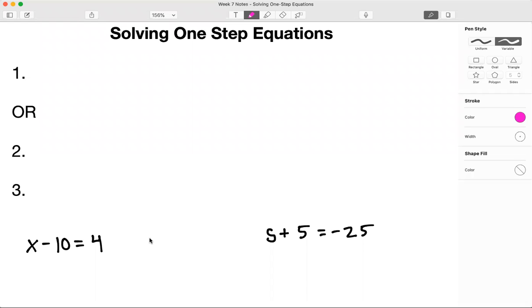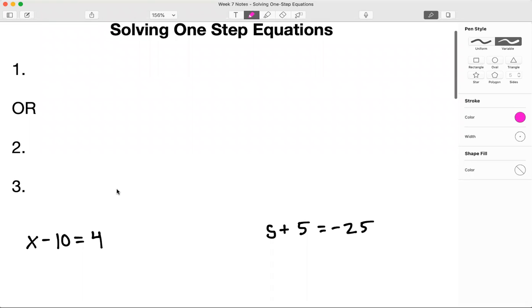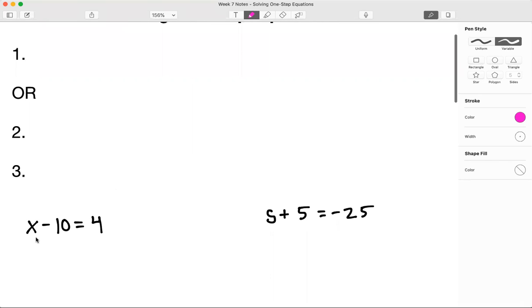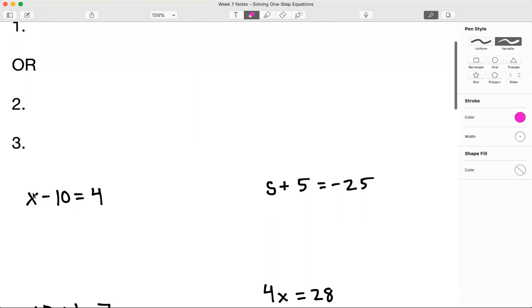In this video, we're going to solve one-step equations. And before I give you the steps, I'm actually going to show you how to do it so that the steps, when I share them, are more meaningful. So the first example here I have is x minus 10 equals 4. We're supposed to solve for the variable.